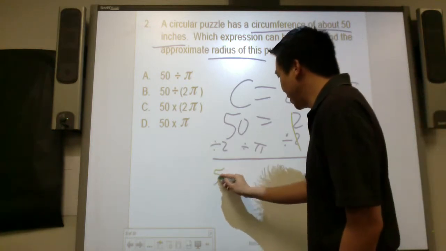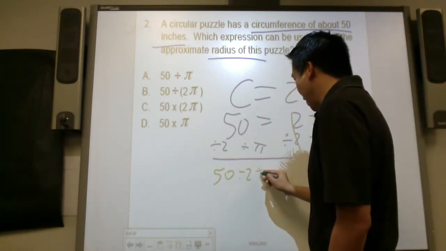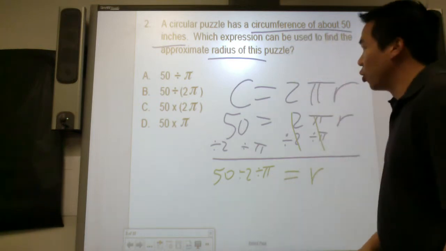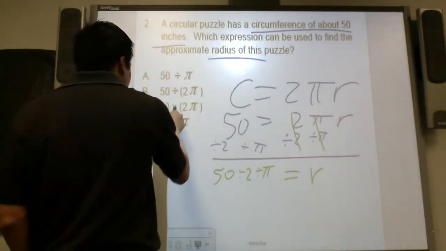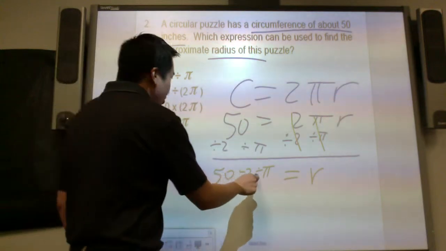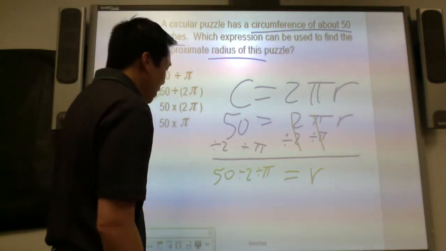So we have 50 divided by 2, divided by pi. So which one should that be? 50 divided by 2 and divided by pi. So B is the answer.